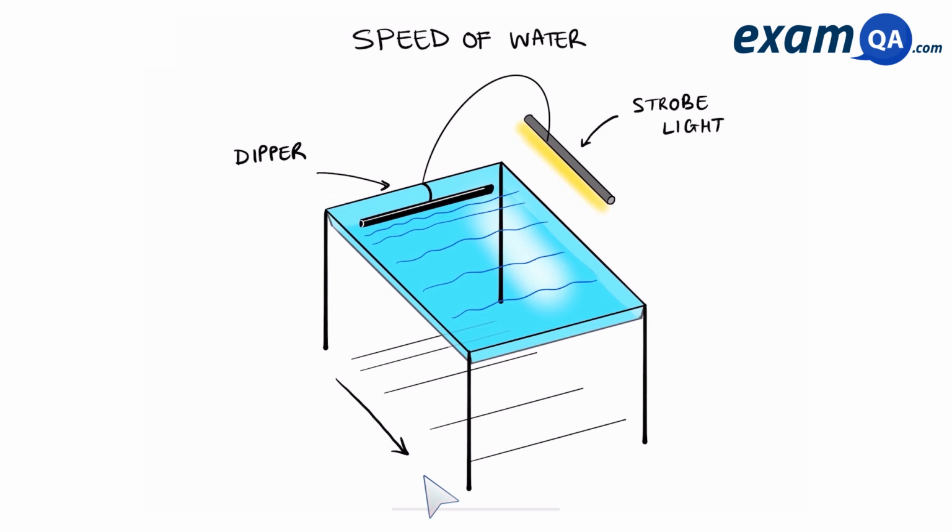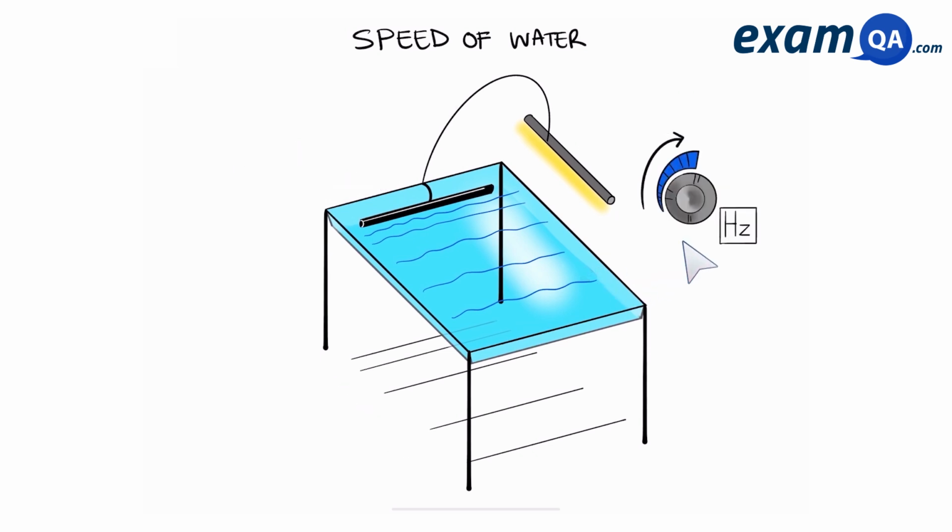However, this will be a problem for us if we want to measure the distance between the waves. So what we need to do is adjust the frequency of the strobe light until it matches the frequency of the water. And the way we'll know that the frequency of the strobe light and the frequency of the water have matched is because the shadows will appear like they're not moving anymore. So slowly adjust the frequency of the strobe light's flashing until it matches that of the waves, and stop changing it as soon as the shadows appear stationary.